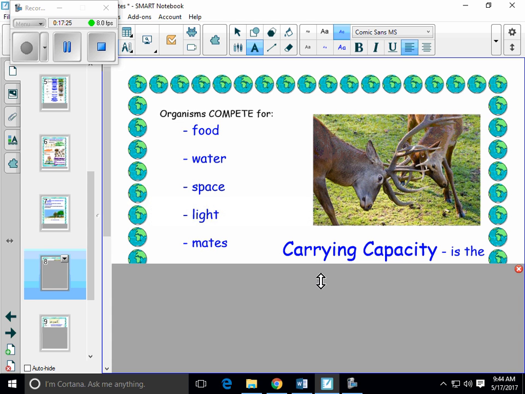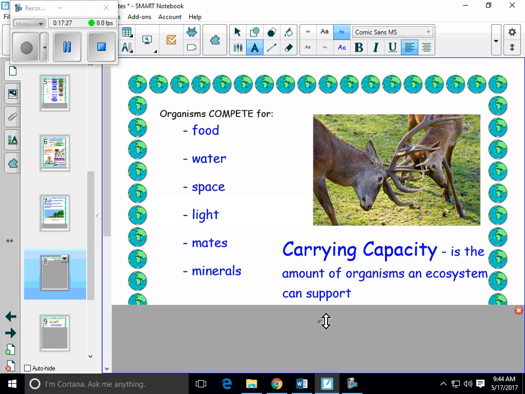In an ecosystem, organisms are going to compete for stuff. So I have a list of things that they might compete for. Food and water are obvious choices. They might be competing for space. If you're a plant, you might be competing for light. So whoever can grow the tallest or spread their leaves out the most are going to get the greatest amount of light absorbed. Organisms sometimes compete for mates. And then anything that's growing roots might be competing for minerals in the soil.